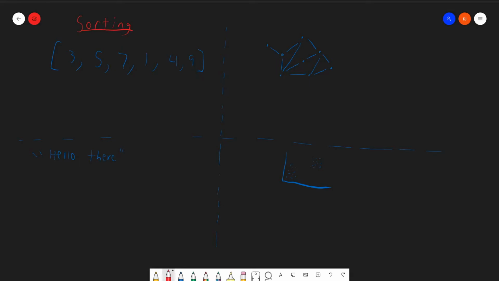Another problem is a shortest path problem. So we have this graph here, and we want to go from point A to point B. What is the shortest path from point A to point B?